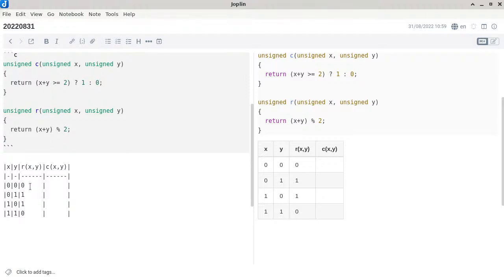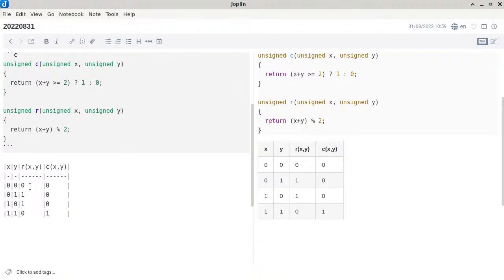All right, so let's work on the C column, which is even easier. So if you look at 0 plus 0, is it greater than or equal to 2? We're talking about this spot here? Nope. What about 0 plus 1? Is it greater than or equal to 2? No. What about 1 plus 0? No. What about 1 plus 1? Yes.